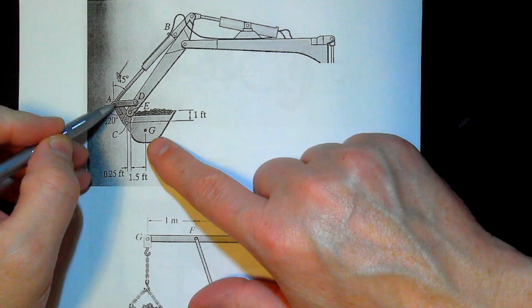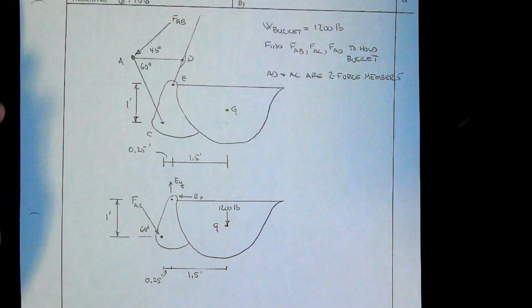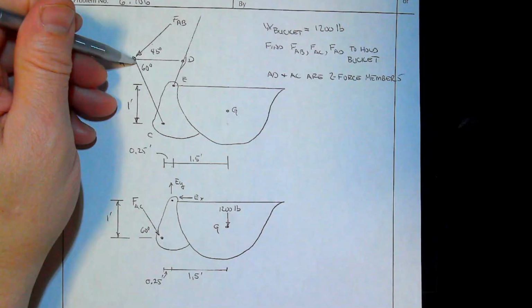So let's start with our first problem we're going to be taking a look at. Make sure I got everything lined up. Okay. So we're looking here at the backhoe. So in this problem, we have a hydraulic cylinder that's going to provide a push. So let's just take a look at this thing.